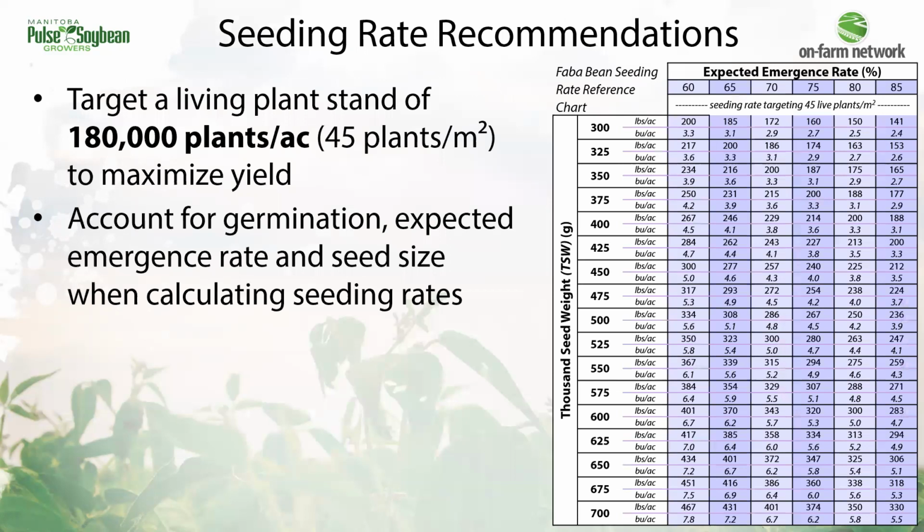However, that was just one trial. I'm not going to recommend changing from our established plant stand recommendation at this time. So if you're growing faba beans, target a living plant stand of 180,000 live plants per acre, both to maximize yield and competitive ability of the crop.